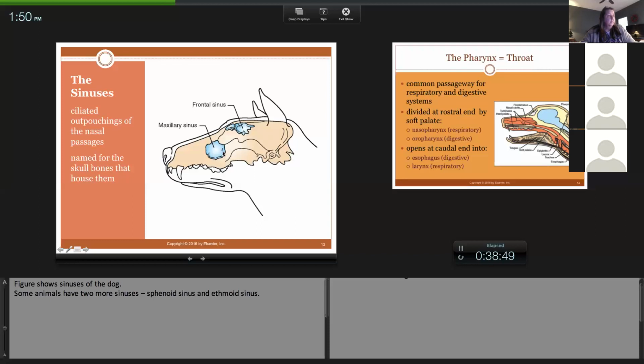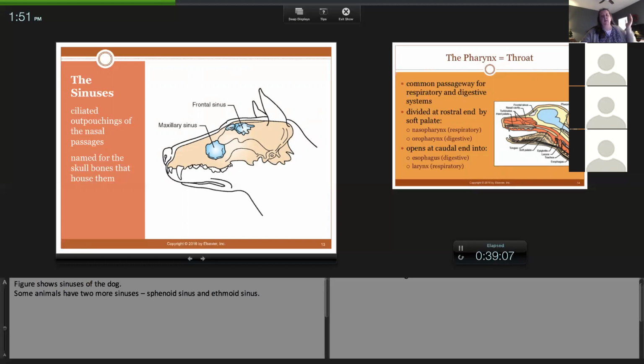Now, they are named for where you find them. So there can be more sinuses. I'm just stressing the maxillary sinus and what's called the frontal sinus. Now, the frontal sinus would be like right here, and that's the frontal bone. And then the maxillary sinus is found along the maxilla.